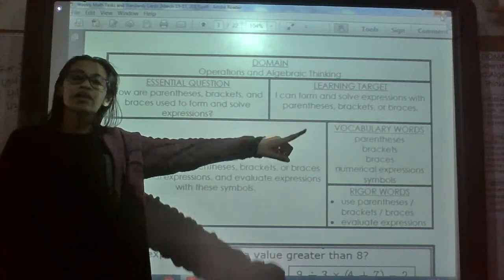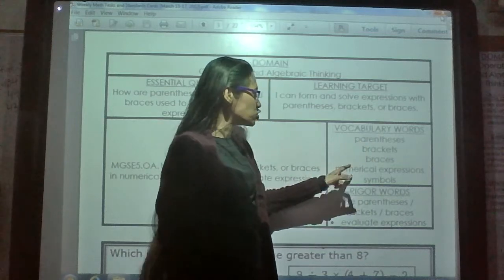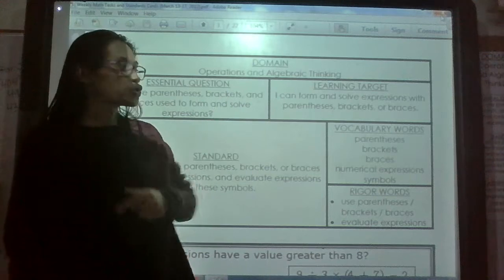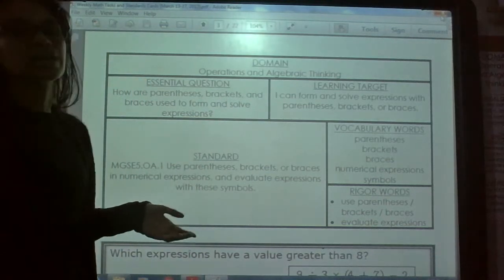And here are some vocabulary words for you. We have parentheses, brackets, braces, numerical expressions, and symbols. And some rigor challenge for you: to use parentheses, brackets, braces, and to evaluate expressions.